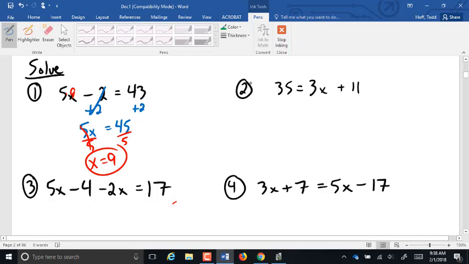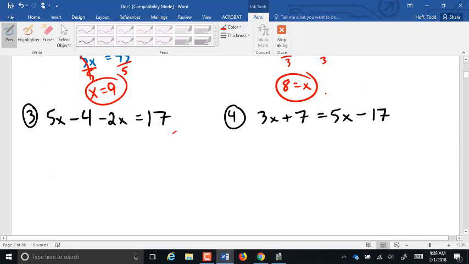Now for number 2, we subtract 11. Very good. So that becomes 24 equals, over here we're left with 3x, and then divide by 3. We get 8 equals x, or x equals 8. Again, you can come up here and replace x with 8. 3 times 8 is 24, plus 11 is 35.